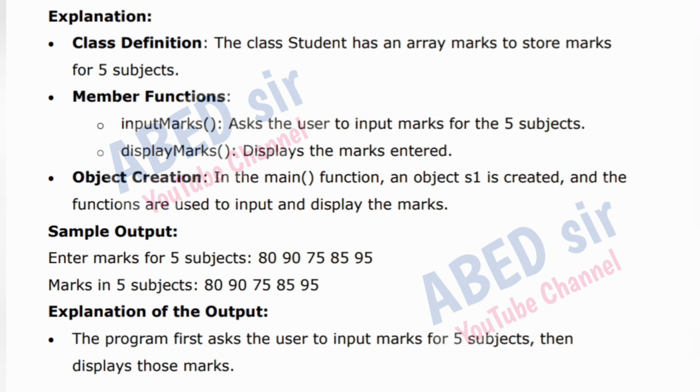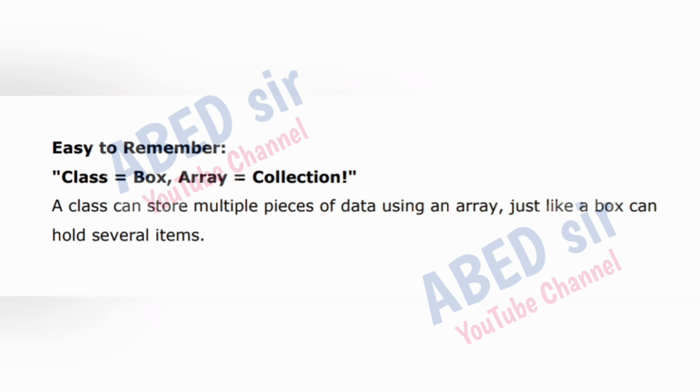Sample output. Enter marks for 5 subjects: 80, 90, 75, 85, 95. Marks in 5 subjects: 80, 90, 75, 85, 95. Explanation of the output. The program first asks the user to input marks for 5 subjects, then displays those marks. Easy to remember. Class is equal to box, array is equal to collection. A class can store multiple pieces of data using an array, just like a box can hold several items.